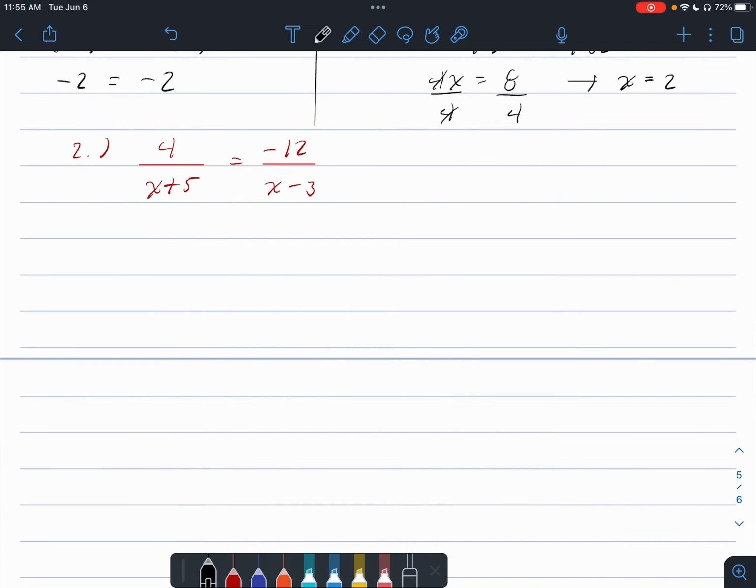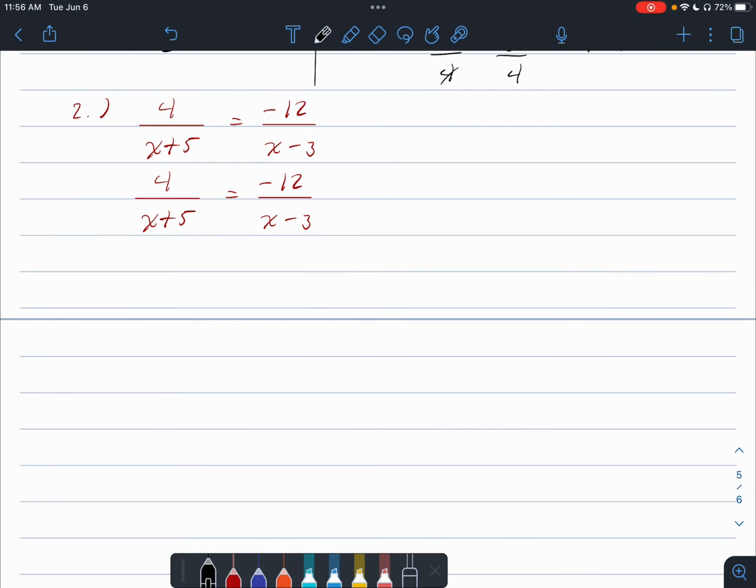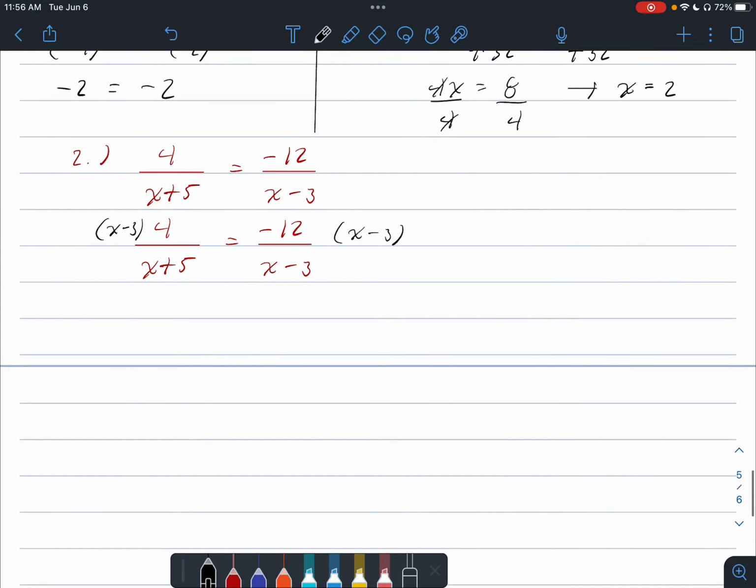Okay, so our next example, we have 4 over x plus 5 is equal to negative 12 over x minus 3. Let's copy that so we can do some manipulation. All right, so similar to last time, let's see if we can clear the denominator in the right-hand side. So let's multiply both sides of the equation by x minus 3. And actually, let me show you how we can probably do this in one step. If you want to, just like we did last time, you can do this one step at a time.